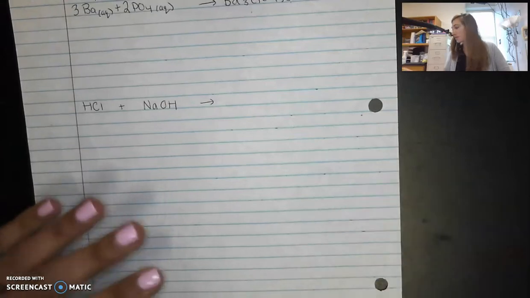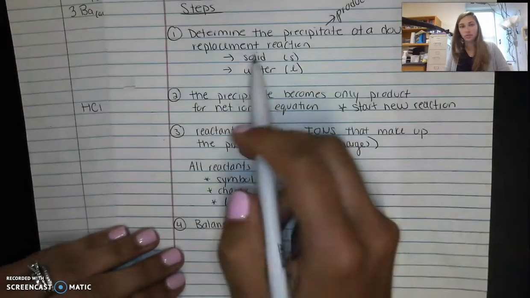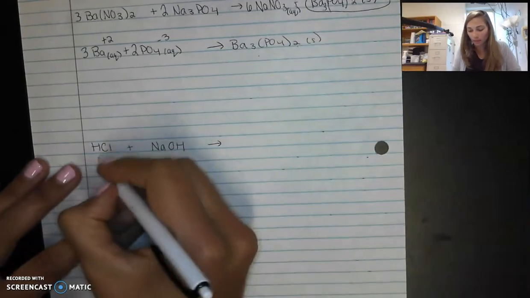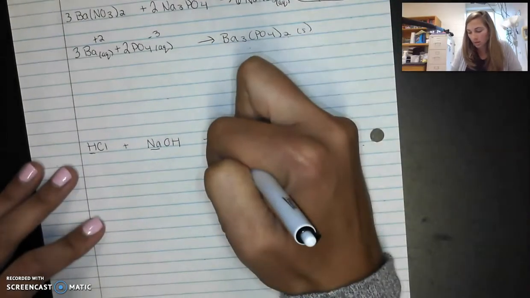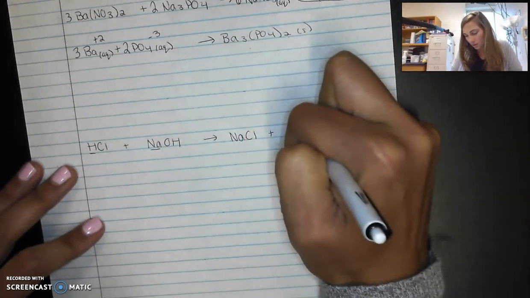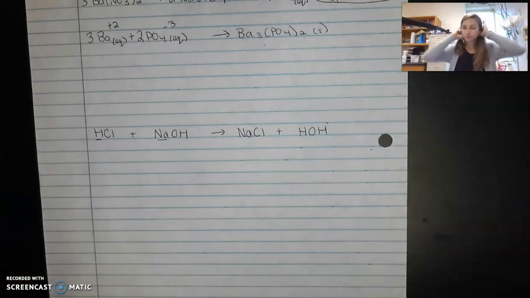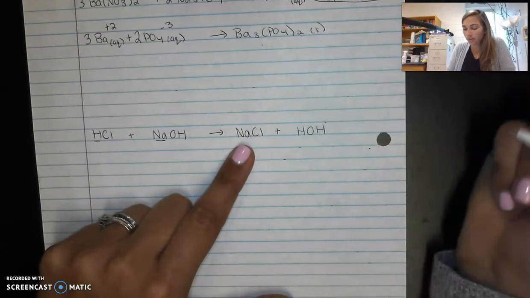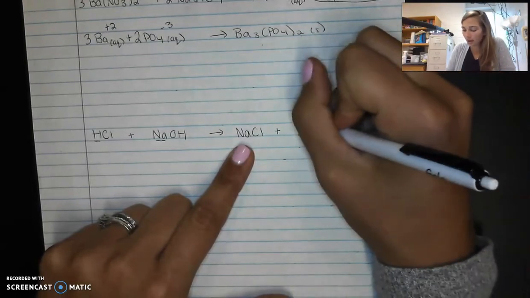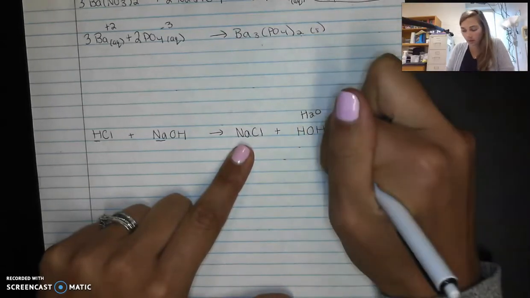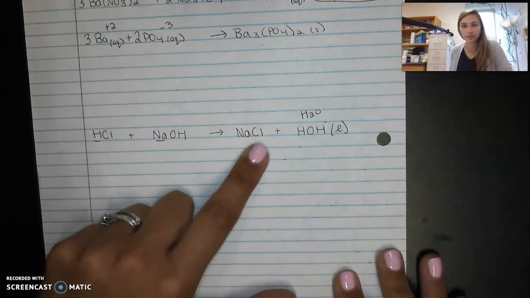Again, let's follow the steps. Our first step is to determine the precipitate of a double replacement reaction. So I have to do the double replacement reaction. I'm going to switch hydrogen and sodium. So sodium is now going to be paired up with Cl, and H is now going to be paired up with OH. Now I need to determine my solubilities. Remember, HOH is the same thing as water. So we always put liquid next to water.